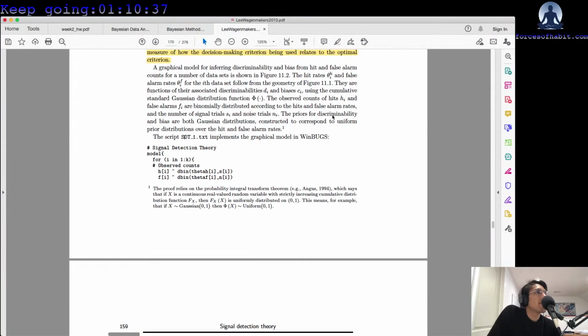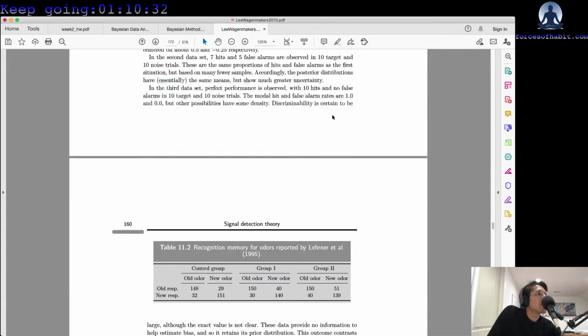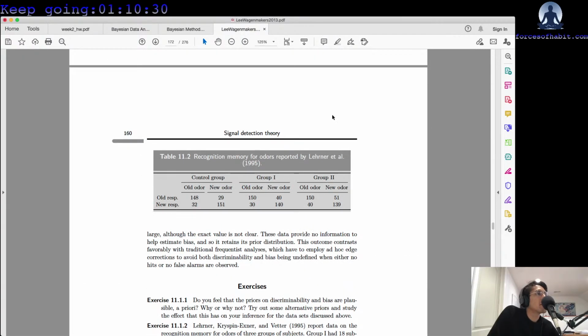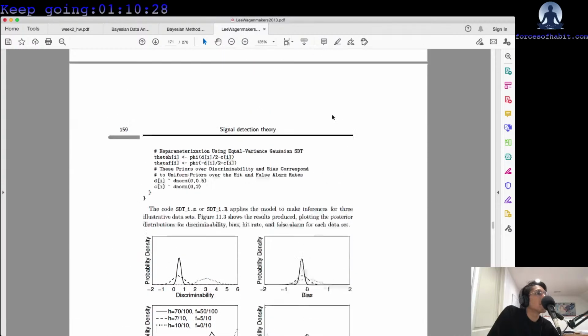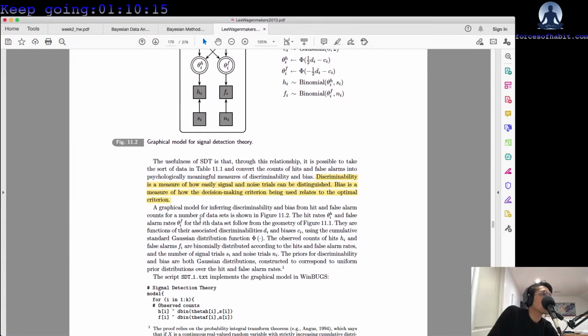Trying to look at what K is. It looks like we have a whole group of people. We have hits, so we have yeses and nos. I think, let's see.